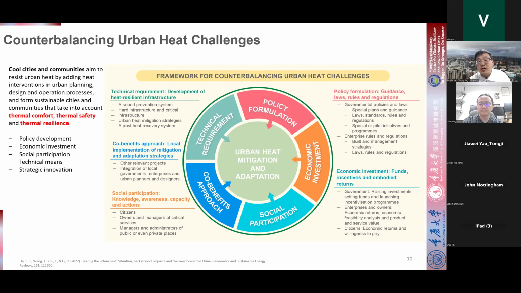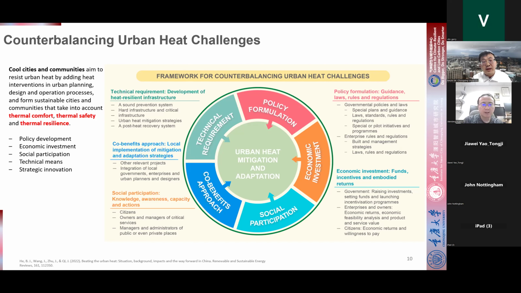On this framework, like Professor Huang Jianxiang's top-down or bottom-up strategies, we have the policy-driven side, to develop guidance, laws, rules and regulations for the government and the enterprises, and also to increase economic investment to enable the government and industries to work on it, like collecting funds, developing incentives and calculating embodied returns. And for the techniques, at present we have the mitigation and adaptation strategy, but we would like to broaden it to a sound prevention system and also a post-heat recovery system.